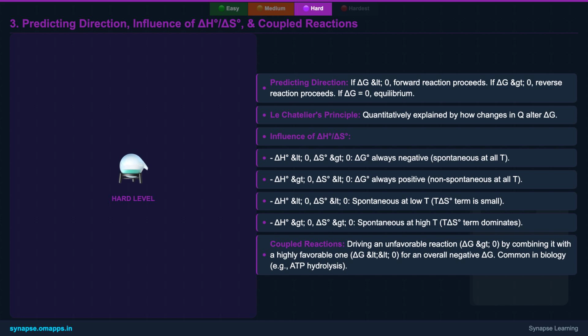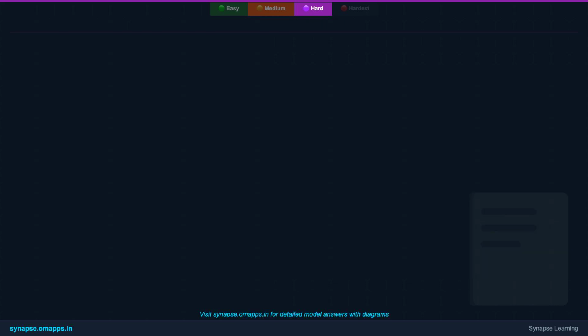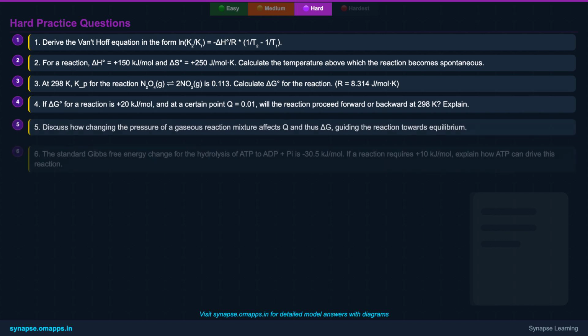We also see how the relative magnitudes of ΔH° and TΔS° determine spontaneity across different temperatures. For instance, an endothermic reaction with positive entropy change becomes spontaneous only at high temperatures when the TΔS° term dominates. It's time for some harder problems.